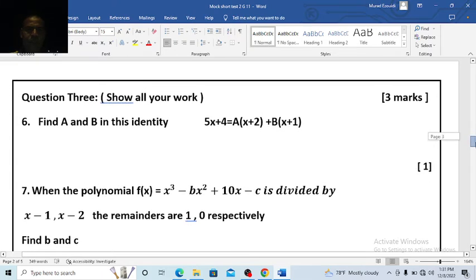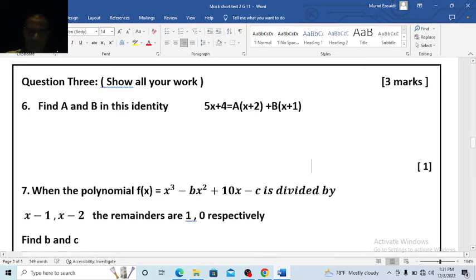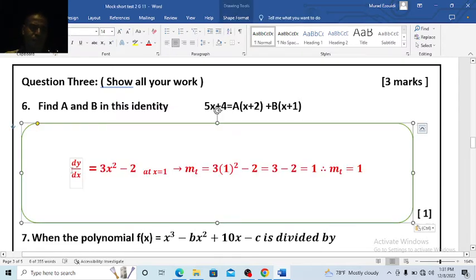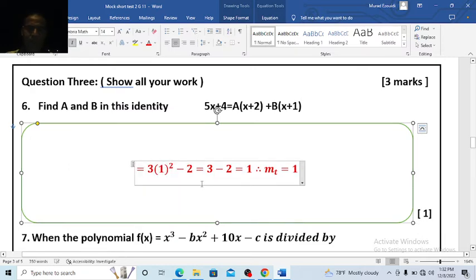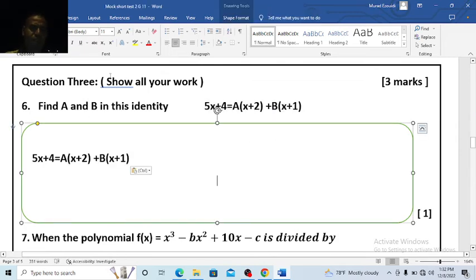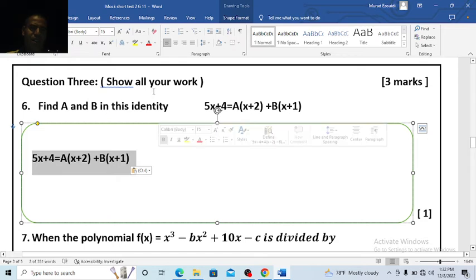Second question. Here we have 5x. Find a and b in this identity. This is 5x plus 4 equal a times x plus 2 plus b times x plus 1. So to answer this question, I will just write my equation. Okay, all of these are very simple. So I'll just write my original equation. Then I will color this with red, because I'm going to show the solution.